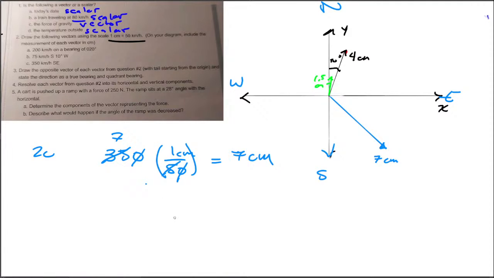Boom, boom, boom, boom. And they want the tail to start at the origin. A thing that your teachers never actually let you know for some reason is that vectors can move around. As long as they have the same direction and magnitude, they are the same vector. That's a really bizarre thing. So there you go. That's the opposite of that one there.